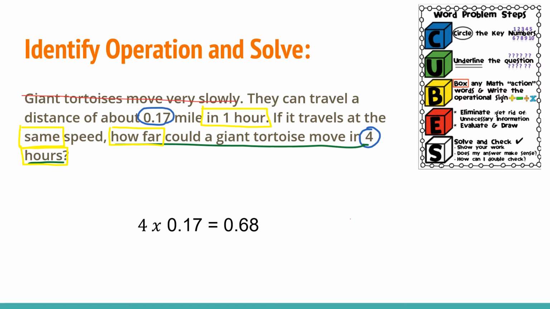Now, I can check my answer and know that this is correct because I learned back in multiplying fractions or decimals that if I count the number of decimal places in my factors, I should have the same number in my answer. Therefore, I have 2 spaces and 2 spaces.